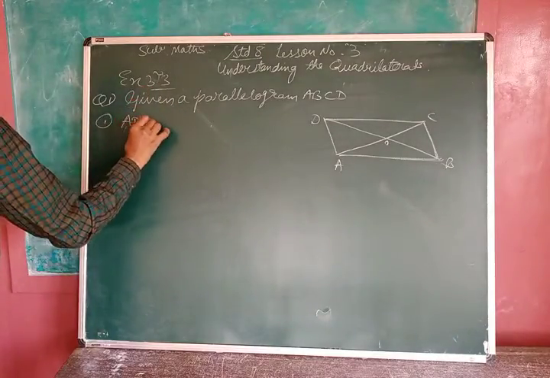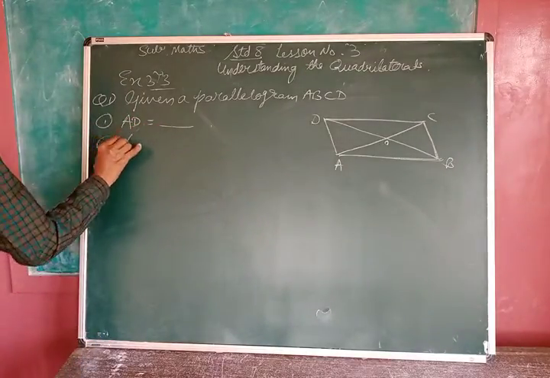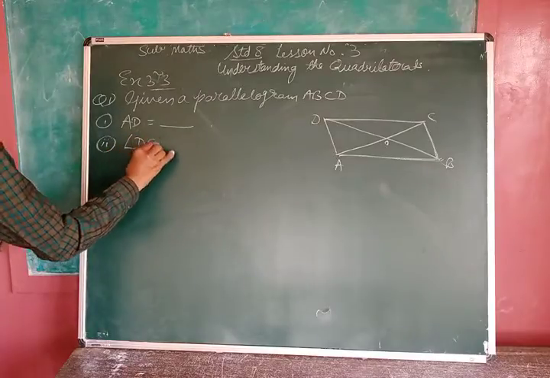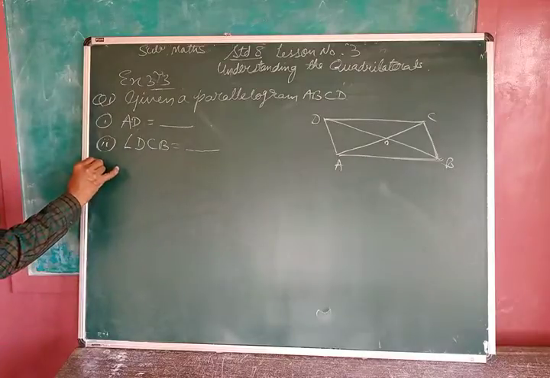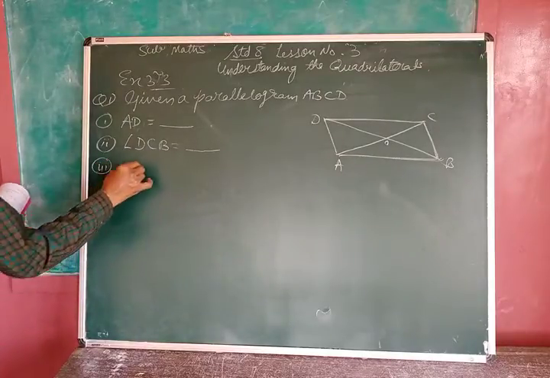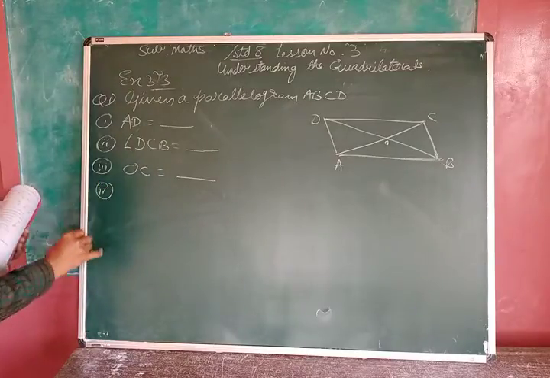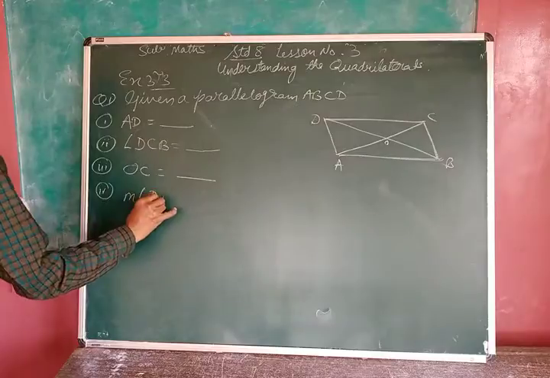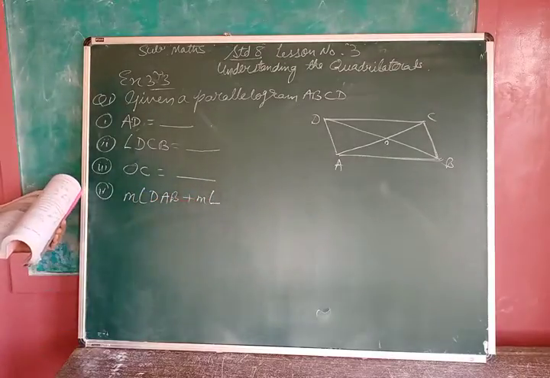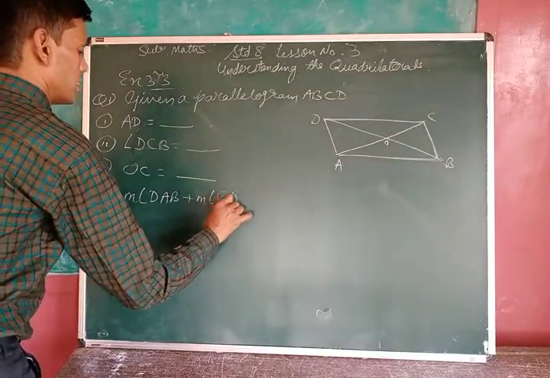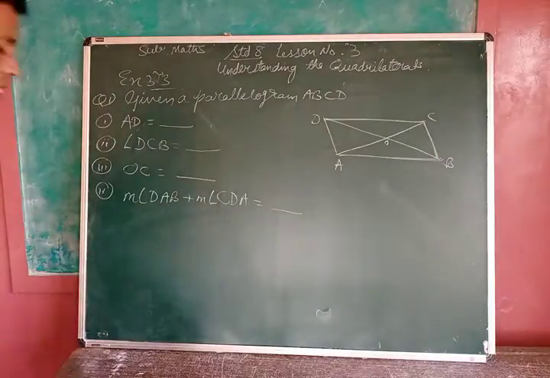First question is this: AD equals dash. Second one is angle DCB equals dash. Then third one is OC equals dash. Fourth one is measure of angle DAB plus measure of angle CDA is dash. These are the 4 questions related to this question.